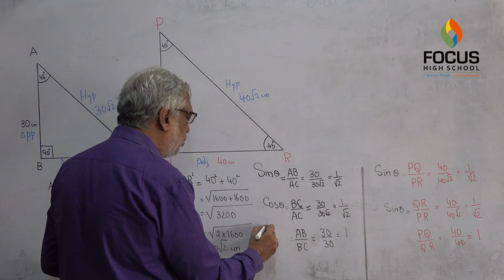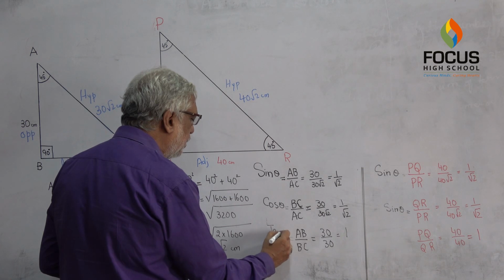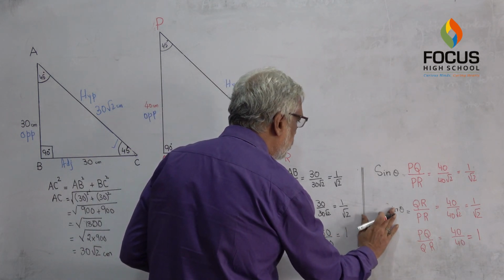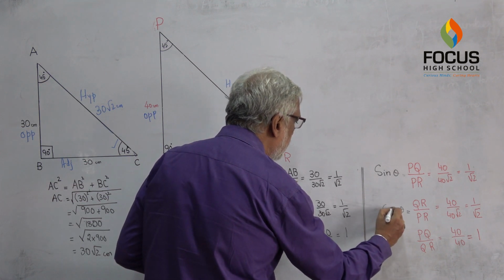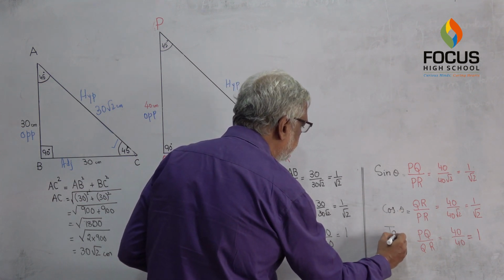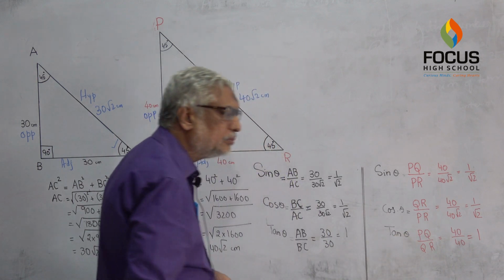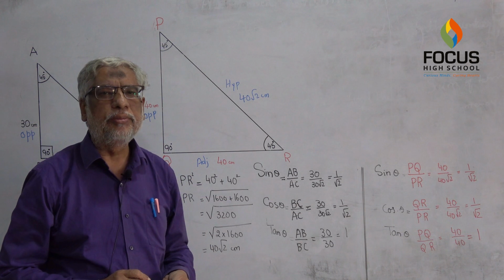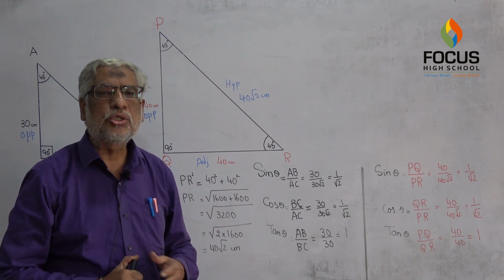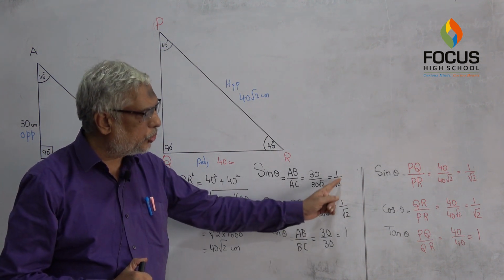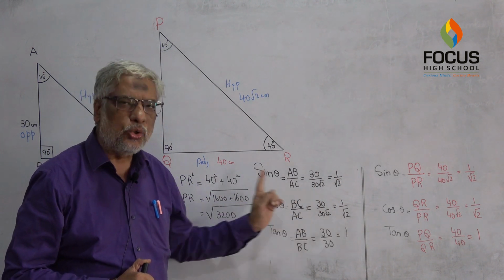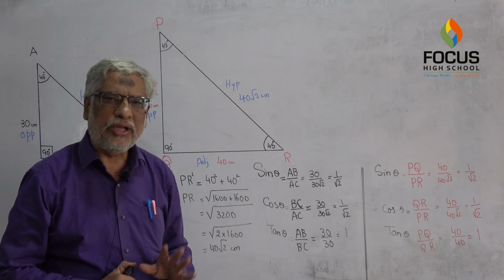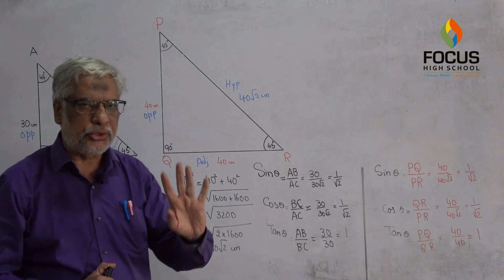Then comes tan of the angle theta. I am sorry, this is cos and this is tan. In every case, whatever be the length of the sides of an isosceles right angle triangle, the ratios 1 by root 2 for sine, 1 by root 2 for cos, 1 for tan, will be fixed. Now, we have these three basic fundamental ratios.